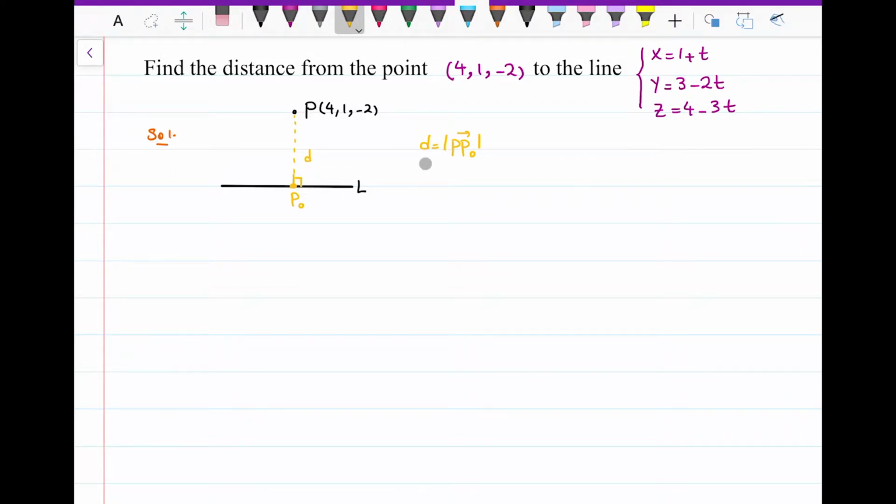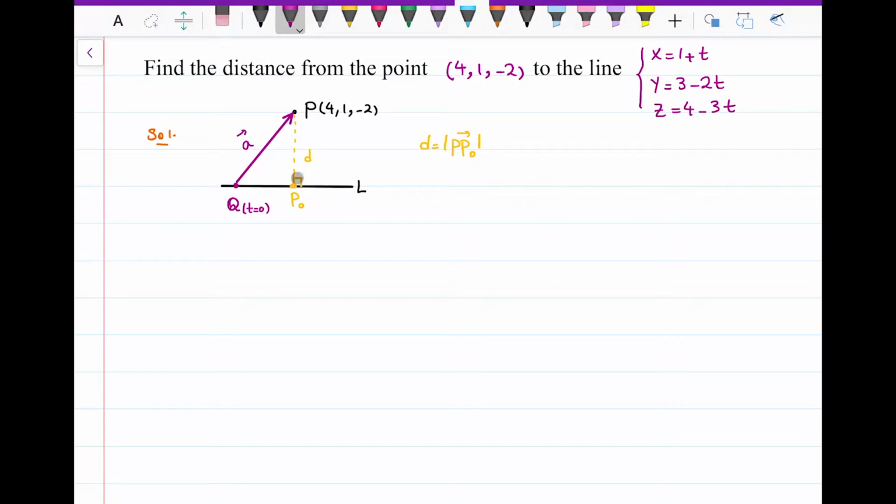Okay, how can I find this D? I can pick an arbitrary point in here. Let me call it Q. And Q is basically when I plug in t = 0 in my line. This is just an arbitrary point in here. Why do I do that? Just because I want to make a vector in here. Let me call it A. The vector QP is the vector A.